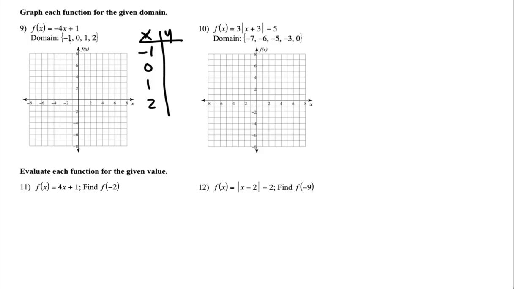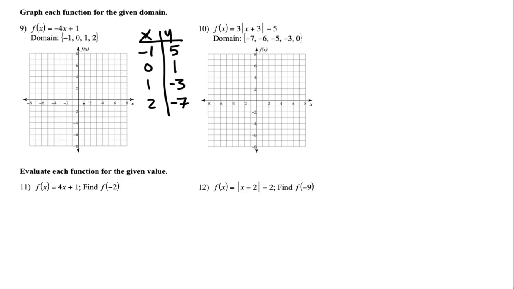So if I put in -1, -1 times -4 is +4 plus 1 would be 5. If I put in 0, 0 times -4 is 0 plus 1 would be 1. If I put in 1, I'm going to get 1 times -4 is -4 plus 1 is going to be -3. And then finally, if I put in 2, 2 times -4 is -8 plus 1 would be -7.